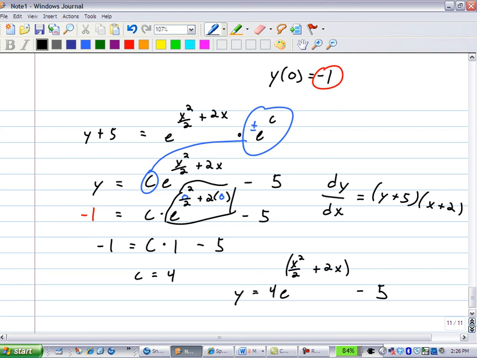Now we could go through and check it. We certainly could. I'm going to show you guys tomorrow how to use these things called slope fields to check your answers, but there'll be a way to check your answers.